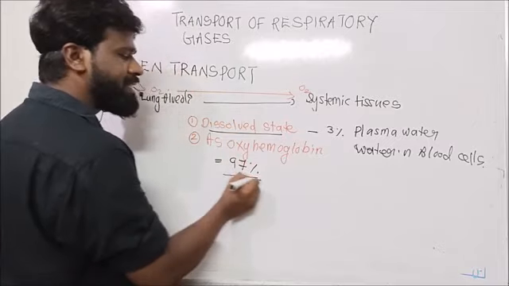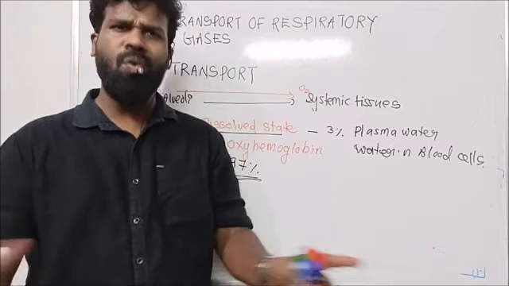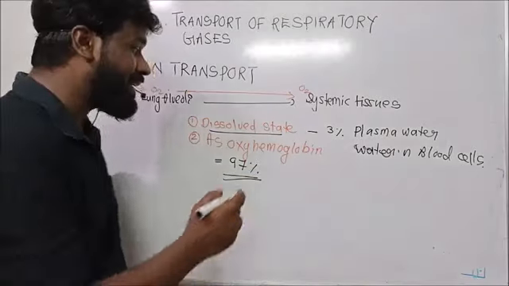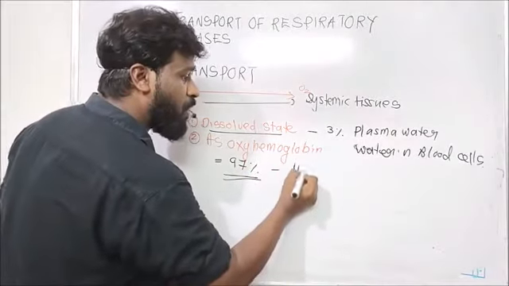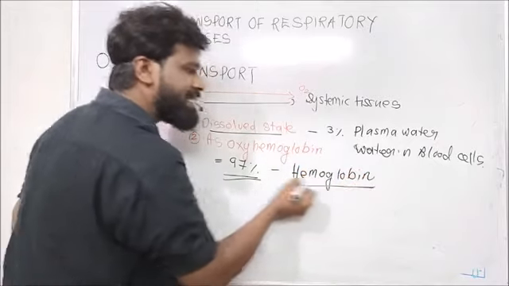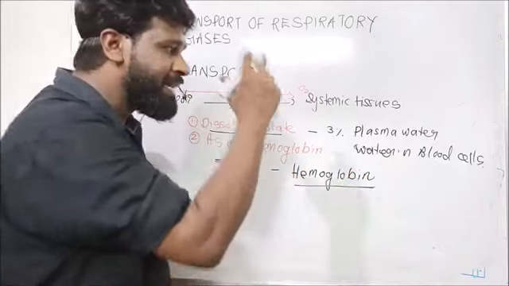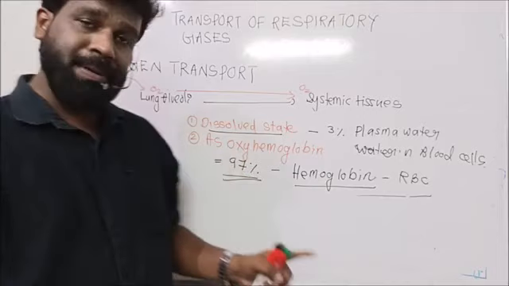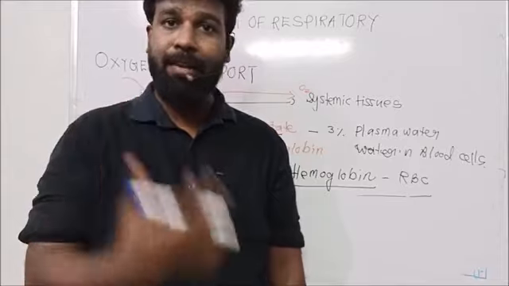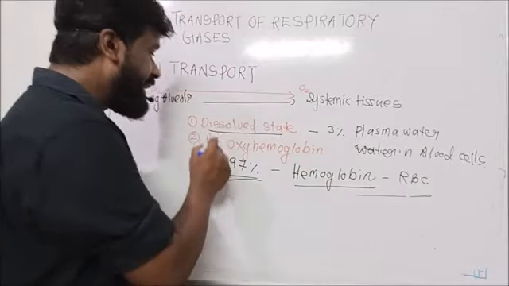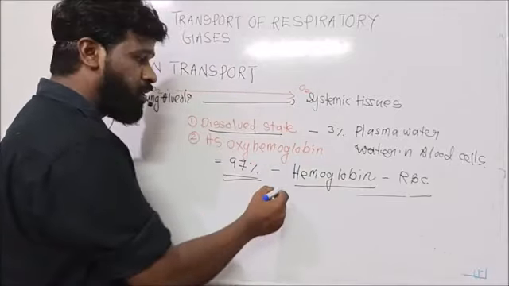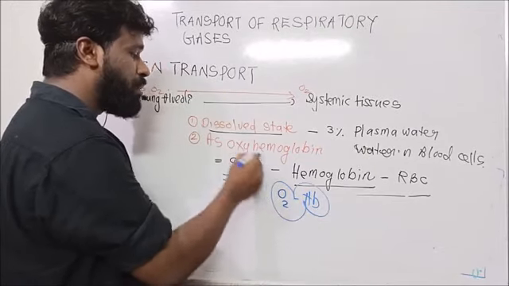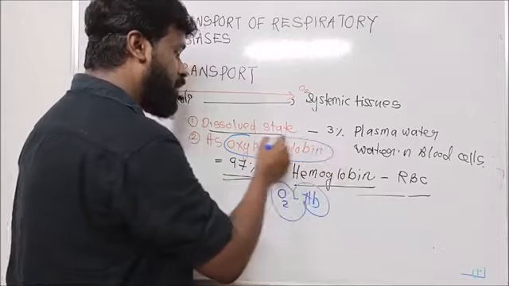97% of oxygen, almost all oxygen, is transported by the hemoglobin in RBC. 97% of oxygen transported by hemoglobin in RBC means in chemical combination with the hemoglobin, oxygen is transported in the form called the oxyhemoglobin form.